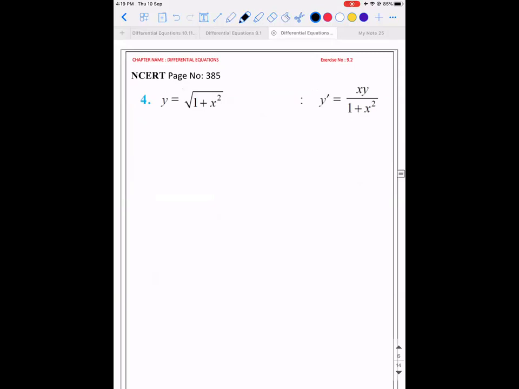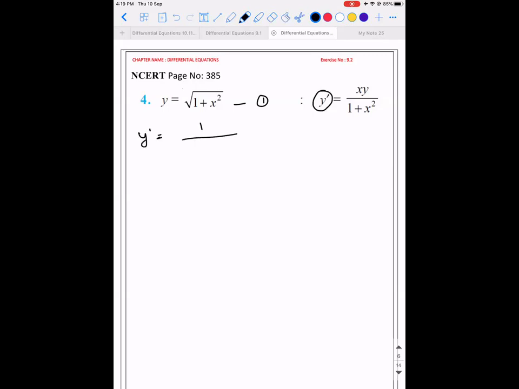Moving on to the next one. Now tell me how to solve this. So y is equal to root of 1 plus x square. Is it a general solution or a particular solution? Particular solution. So highest power needed here is y dash.